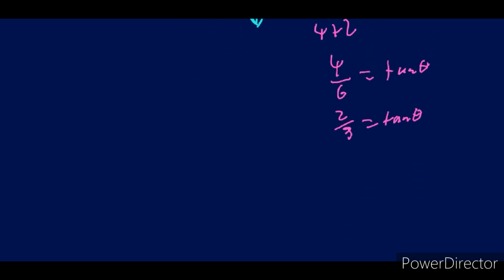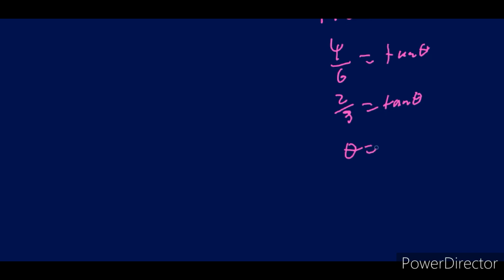So when we solve for theta, we're going to say theta equals arctan of 2 over 3. So let's figure out what this will give us. 33.69. So again, we should not round it off.